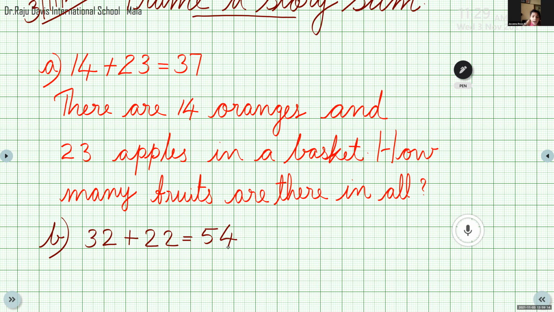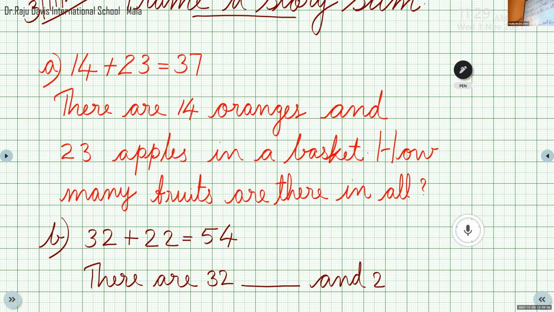Understood, my dears? Like this, you have to start writing. Write the sentence with "There are 32." You can write here something, any other names, and 22, any other things. Like this, you have to frame a question. That is what I told you.